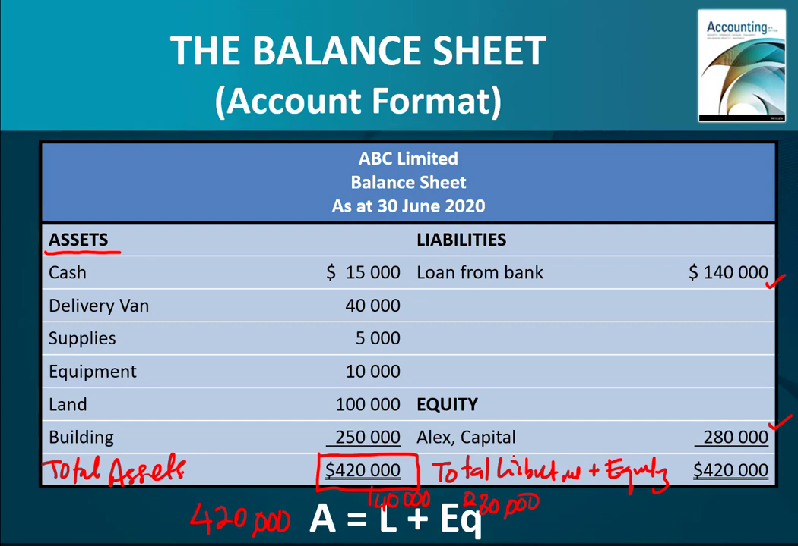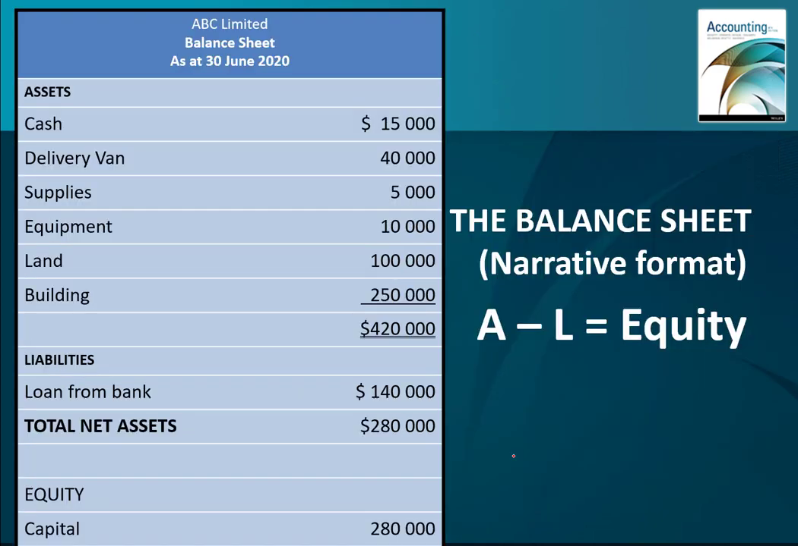The second format is the narrative format, whereby they use this equation: assets minus liability is equal to equity. So we have this narrative format. We have the date, the name of the company, and the balance sheet as at, for example, June 2020. We have a long list of assets: cash, delivery van, supplies, equipment, land, building. The total amount of assets is 420,000.